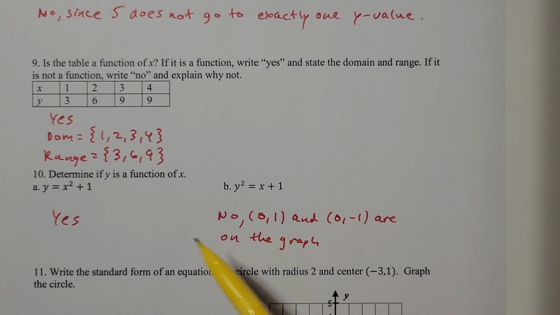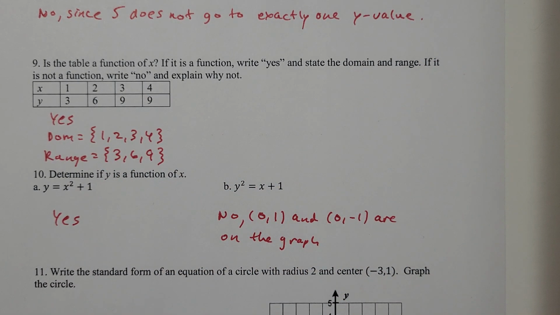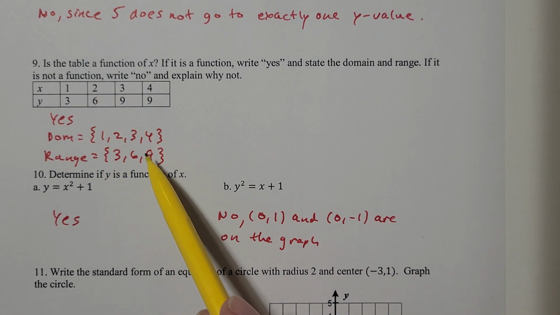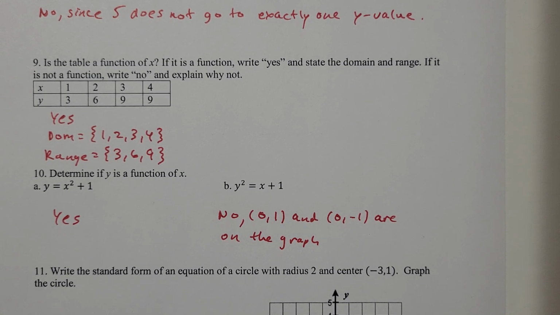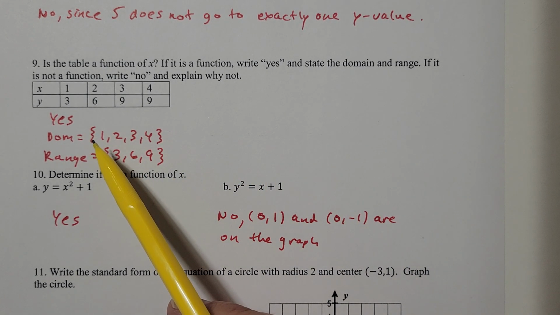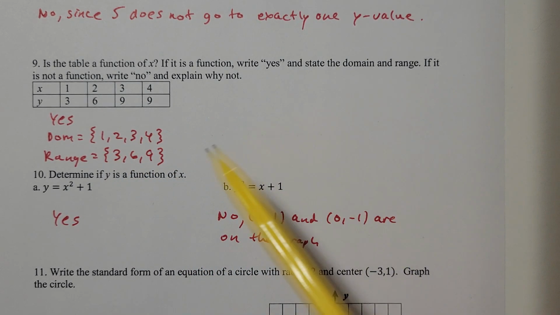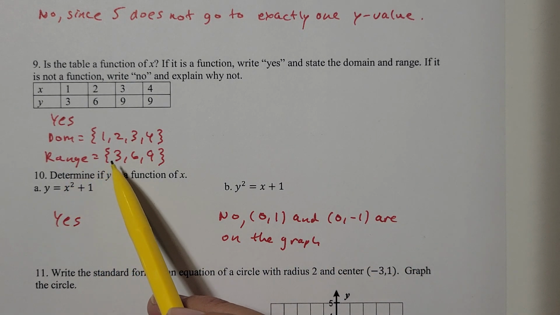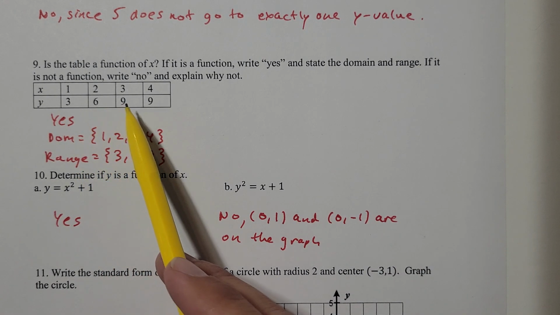So as a set, the domain would be the set of all input values. So what's going into the function there, it's the set of all x values. That would be the set containing 1, 2, 3, and 4. Now, if I'm using set notation, it does not matter the order of elements that I list, right? So I could have said the set containing 4, 3, 2, 1, that's the same thing, right? So we don't care about the order, just that we got them all, okay? The range would be the set of all y values. So that would be the set containing 3, 6, and 9.